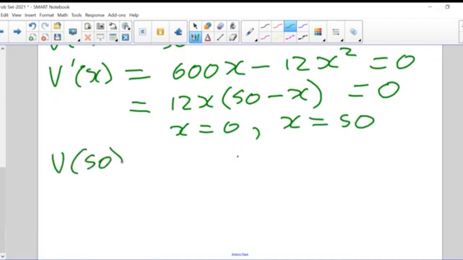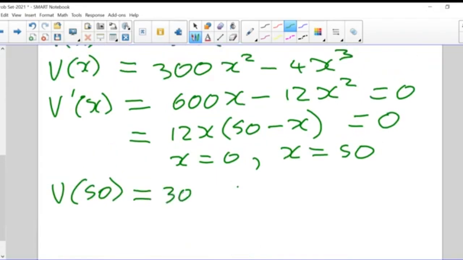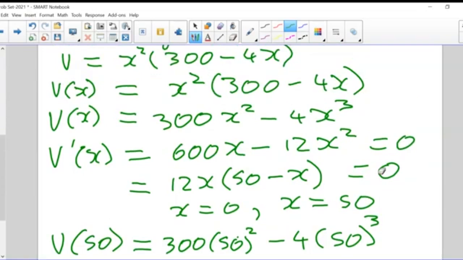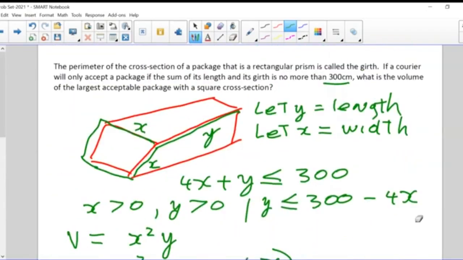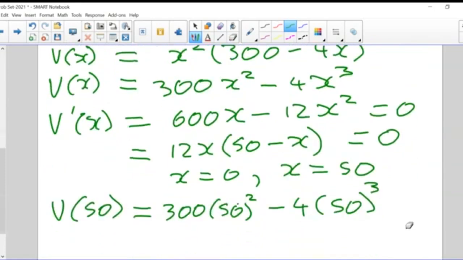We absolutely need to find a v of 50. That's pretty simple. We just put that into the function, and the function originally was 300 times 50 squared minus 4 times 50 cubed. And I'm going to leave that with you, because I'm sure that you can do that. We have about 12 minutes left. Unless anybody has any questions, you can do that on your own. That would be the answer, by the way, the largest possible volume that you could have, and it would be in centimeters.